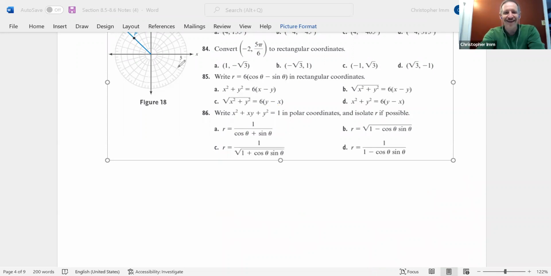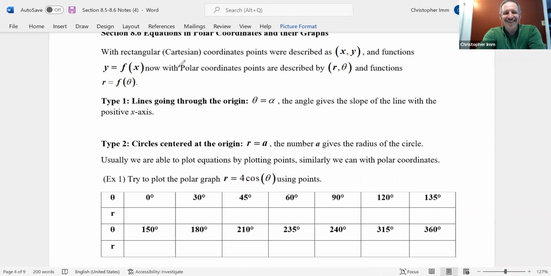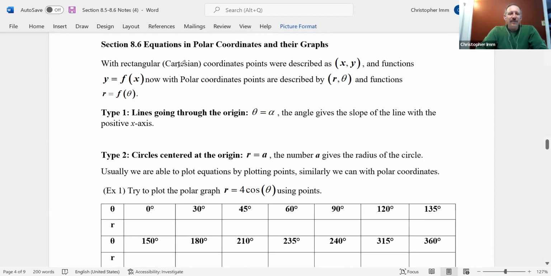So now, we're going to do graphing, but they will be in polar coordinates. With rectangular coordinates, or Cartesian coordinates, you describe your points as x, y. With polar coordinates, we have coordinates described by r, theta, and our functions are described by r is equal to f of theta.